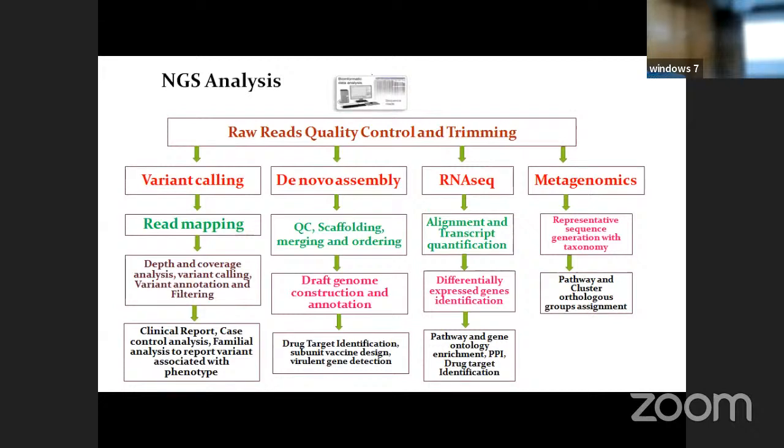Now, drug targets for pathogens you can identify through genome assembly and TID, as I have told. But for drug targets for non-communicable diseases like cancer, there is nothing like an external individual, right? It is our body, it is a lifestyle disease. So you have to do differential gene expression analysis to identify in which condition which genes are getting differentially expressed, so that you can design a drug molecule to regulate those expressions and the disease process will get controlled. Now, in metagenomics, you can identify representative sequences with taxonomic assignment, and you can do pathway and cluster of orthologous groups assignment.